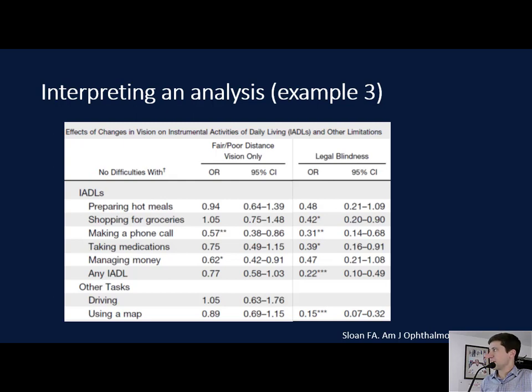I'm going to say they modeled it actually the other way. So let's say this is the outcome. Fair, poor distance vision, right? So you have it or you don't. You either have fair or poor distance vision, or you don't have fair or poor distance vision, right? So, logistic regression, right? Yeah, so can somebody interpret, so this was a significant odds ratio right here, that's 0.57. Can someone interpret that? What does it mean, the 0.57?